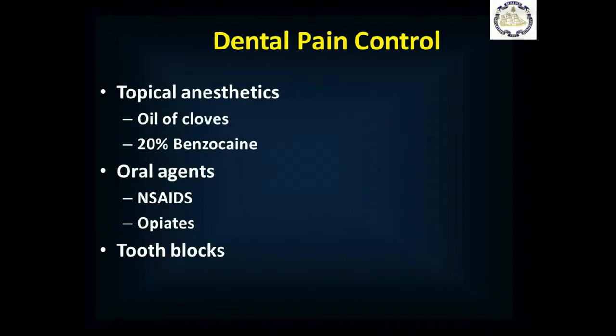We'll talk briefly about dental pain control. It's amazing how such little things can cause such incredible pain. You typically start with your topical anesthetic, so oil of cloves or 20% benzocaine, which is sold as an oral anesthetic over the counter. Absorb through, block the nerves, improve comfort quite a bit. Oral agents like non-steroidal anti-inflammatories, sometimes narcotics are necessary, and a tooth block or injection of a little bit of numbing medication to block the nerves where they come up through the alveolar ridge and into the tooth can actually also be very effective for controlling pain.